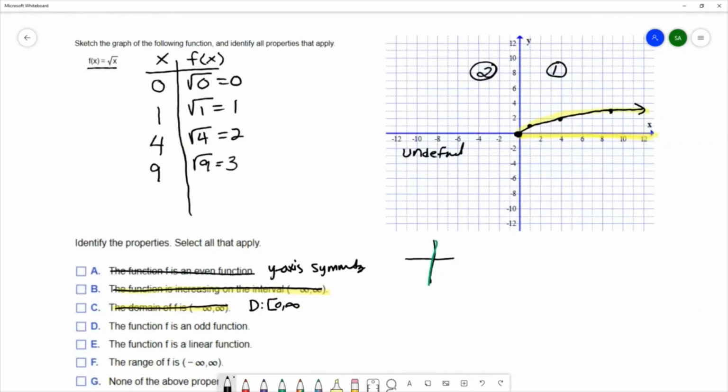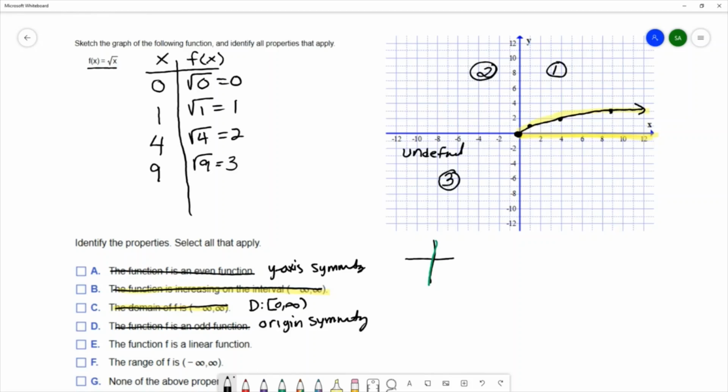The next one says the function's an odd function, and that means that we have origin symmetry. And for you to have origin symmetry, you need opposite quadrants to have a mirror image. And so we would look in quadrant 1 and compare that to quadrant 3, and you can see that you don't have a mirror image. So we would not select this property.